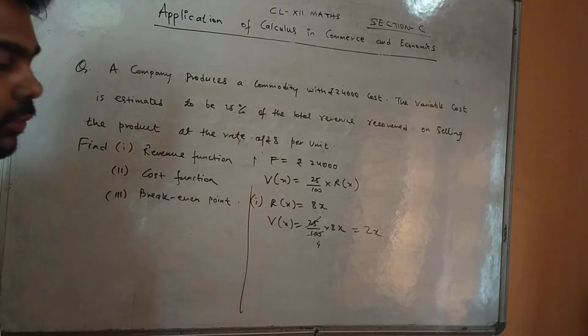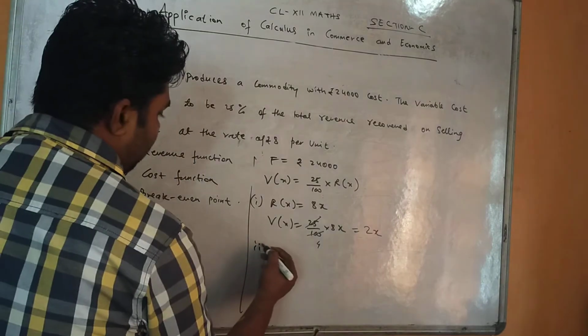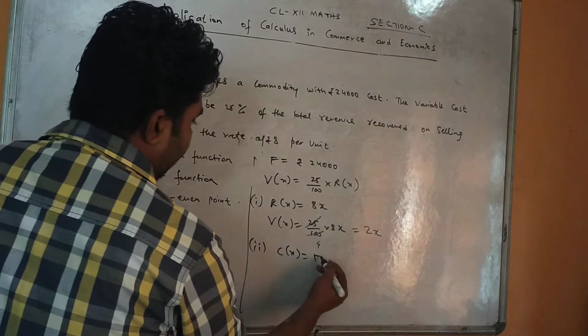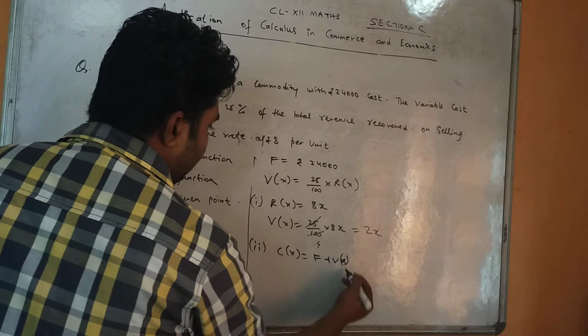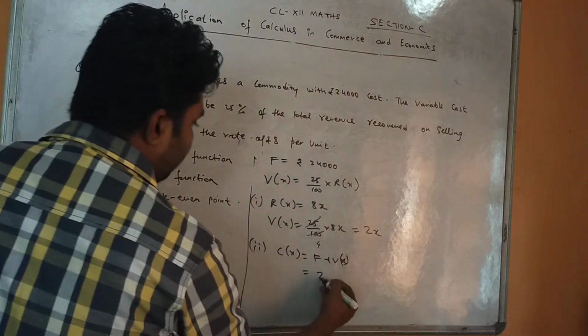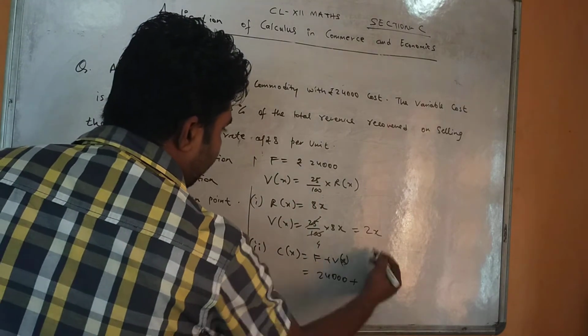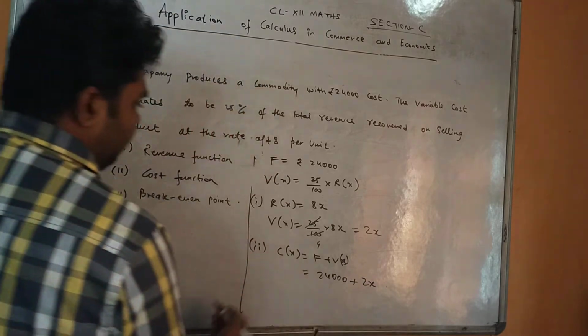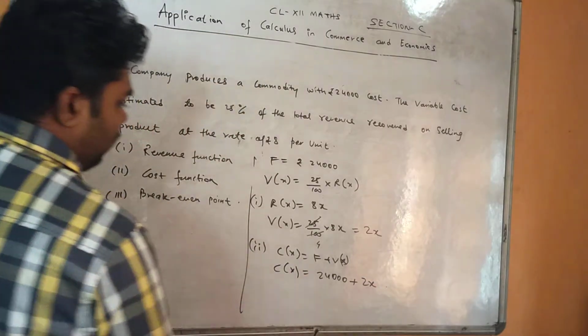Second answer is the cost function. What is our cost function? So cost function Cx is given by F plus Vx, right? F is given here, 24,000, plus Vx, we have here 2x, right? So this is the total cost function.